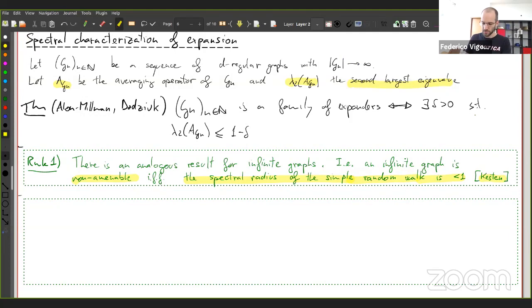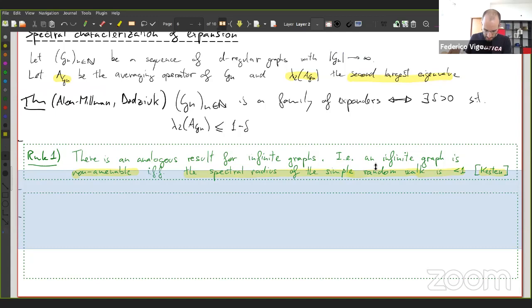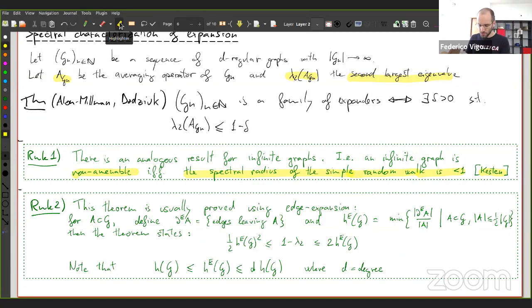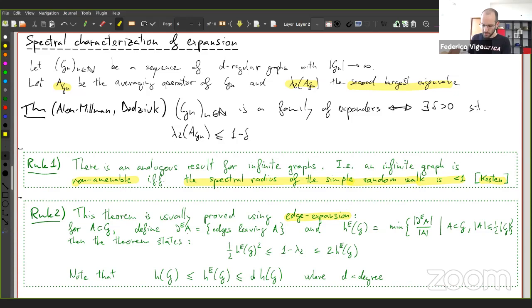And the second remark is that this theorem is usually proved using edge expansion. At some point yesterday, someone had a question whether I was looking at vertex boundary or edge boundary. And yes, I said that both are valid choices and we are using vertex boundary, but often the edge boundary is used. In particular, the standard proof of this theorem uses the edge boundary, where the edge boundary is the number of edges leaving a set.